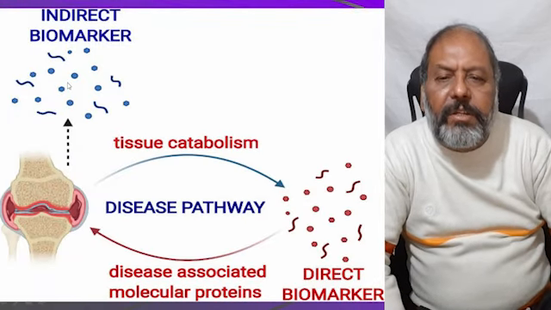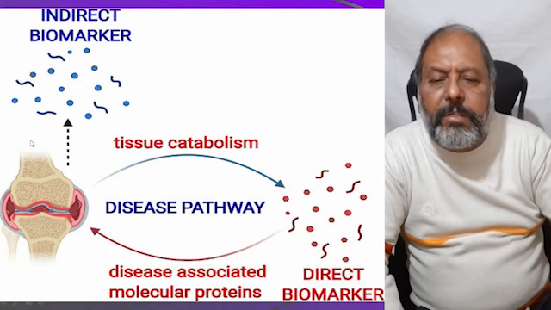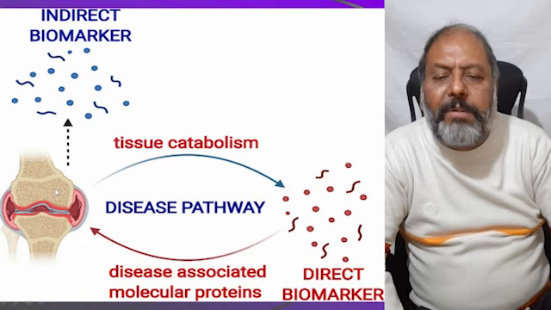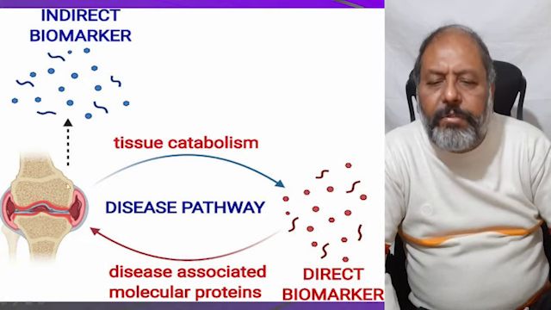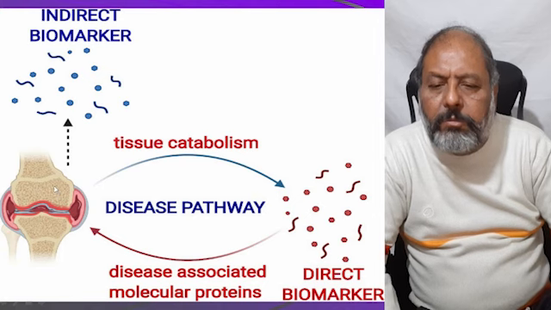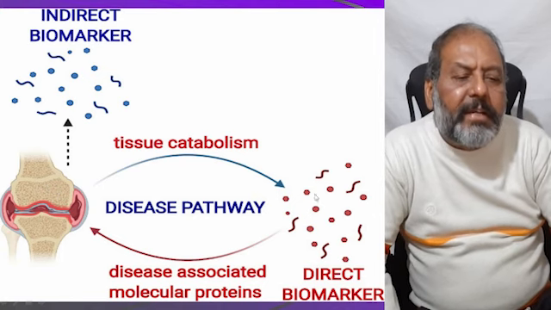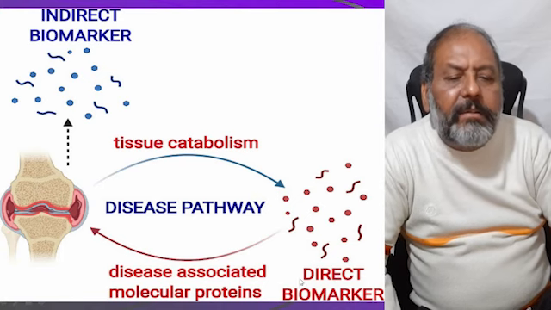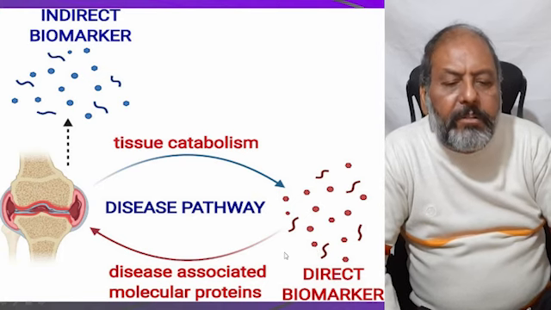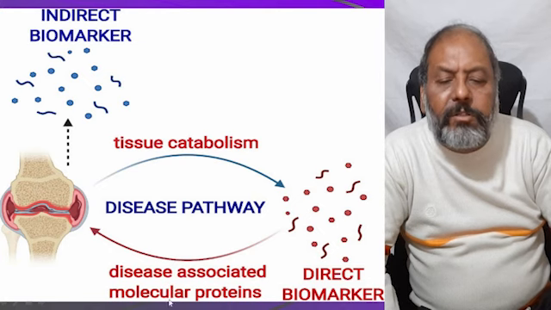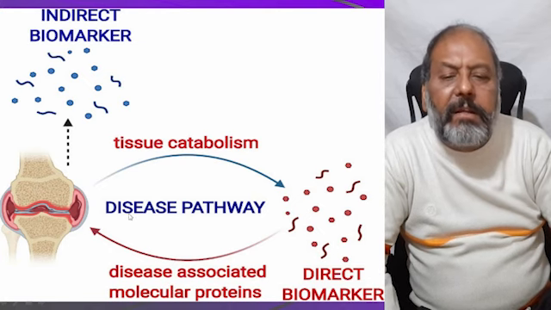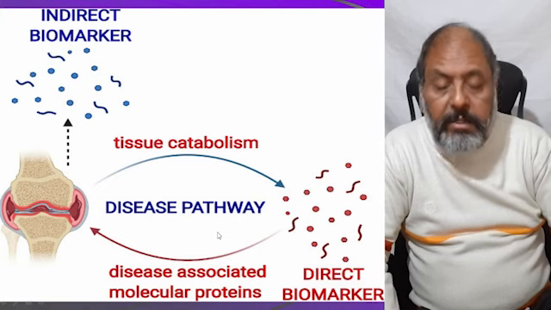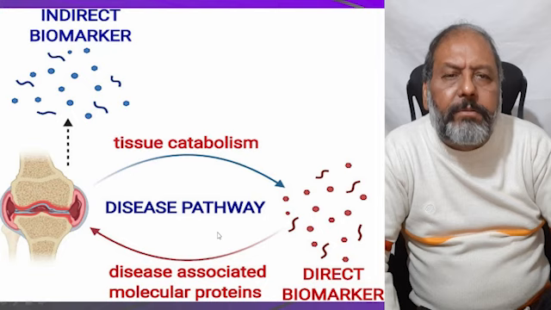And here one can see the indirect biomarkers of the joint, and there is tissue catabolism, the loss and damage done in the joint to the synovial membrane, to the cartilage, to the bone, to the subchondral area of the bone, that can lead to the production of the direct biomarkers, and these direct biomarkers are responsible for the disease associated molecular proteins, and the disease pathway can be used to avert the changes in the osteoarthritis joint.